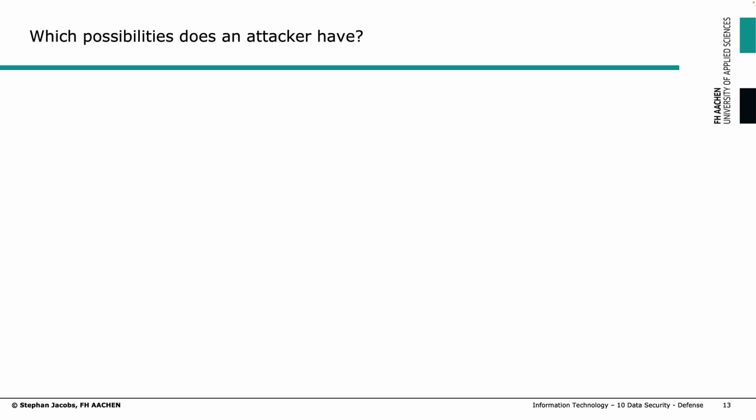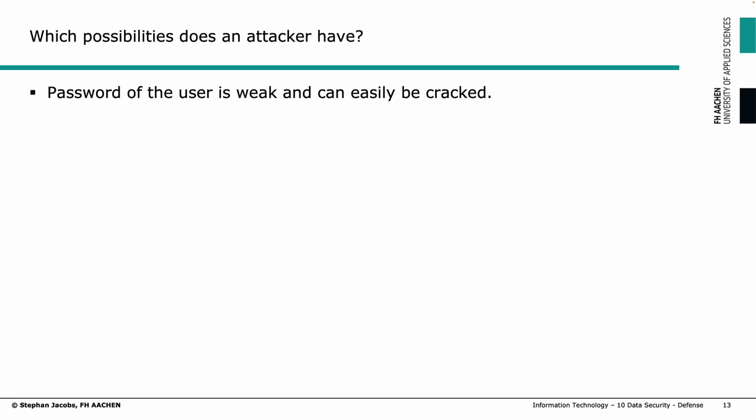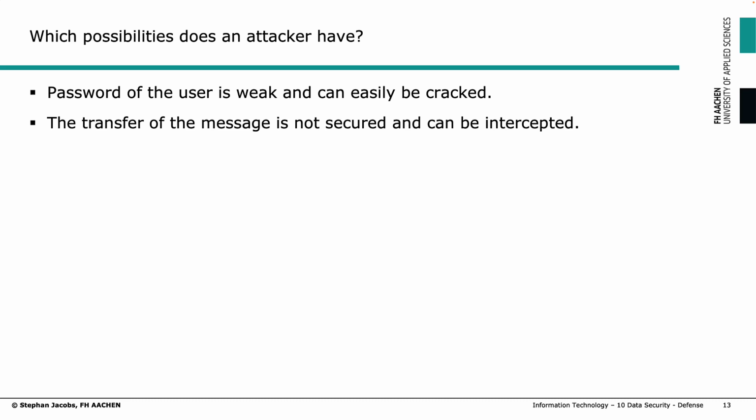Now, which possibilities does an attacker have? So the first thing is, a password could be guessed, especially if it is weak and can easily be cracked. Then, the transfer of the message is not secured and can be intercepted. So you should always take care that the protocol is not HTTP, but HTTPS, where S stands for secure, which means there is some kind of encryption ongoing.